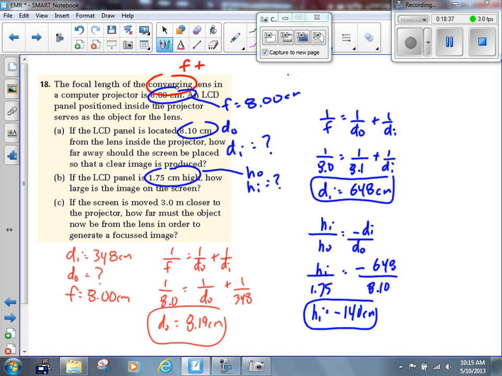So you can see here, to change the position of the screen by quite a bit, we don't actually have to change the position of the object by all that much, right? 9 centimeters. I mean, 9 centimeters is still 9 centimeters inside a projector, which is still quite a distance. But compared to how much we're changing the position of the image by, it's not all that much. Good? Any more questions for those homework questions?